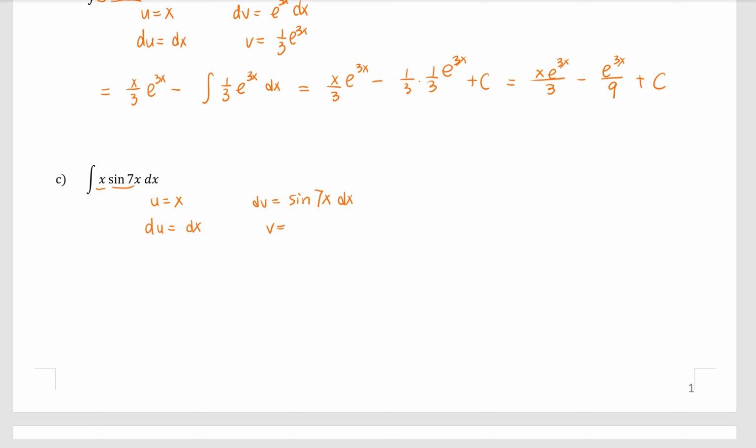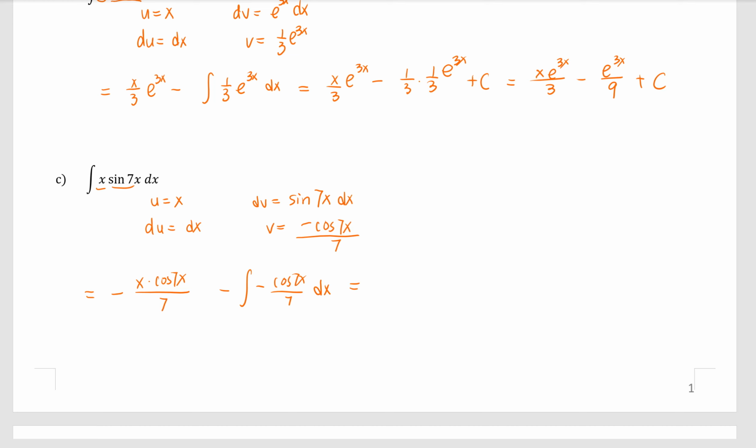And we want to integrate. The integral of sine is negative cosine, because the derivative of cosine is minus sine. And you also need to divide it by 7. So far, so good, everybody? Maybe it's better to write it like this. Our integral becomes uv, so minus x cosine 7x over 7. That's uv minus the integral of v. V is negative cosine 7x over 7. du is just dx.